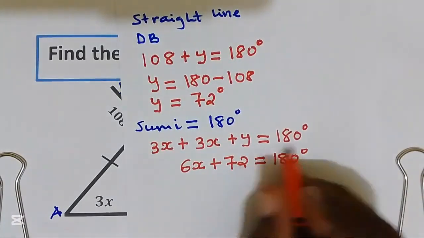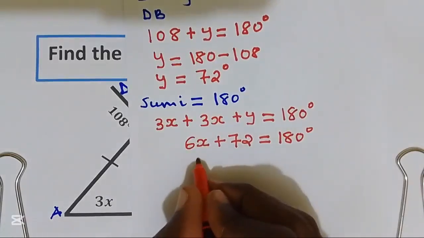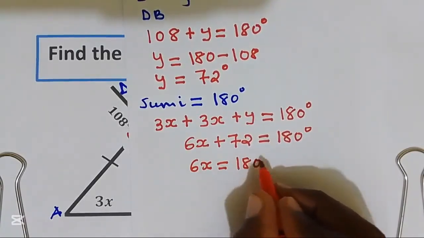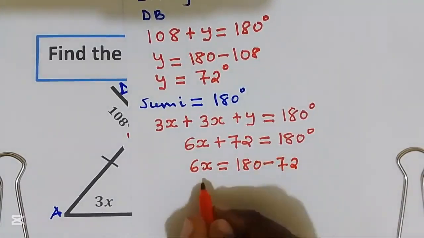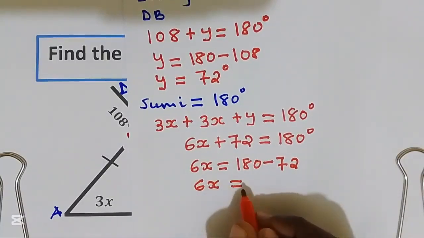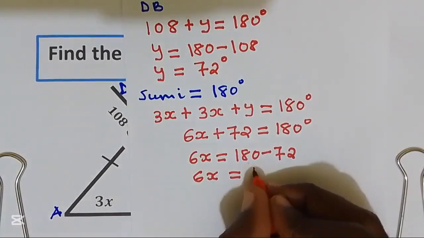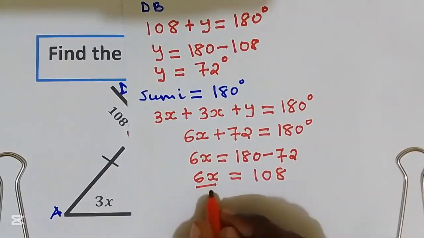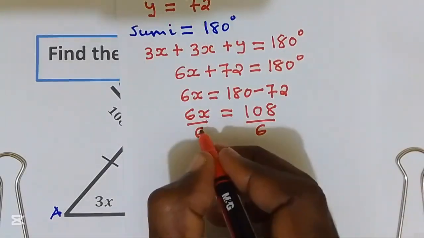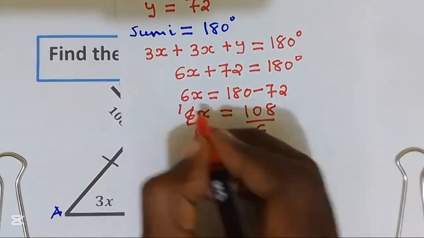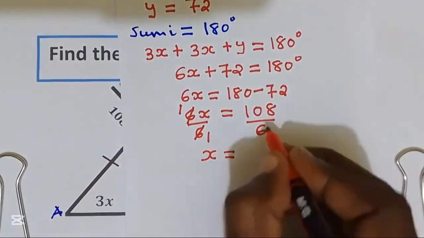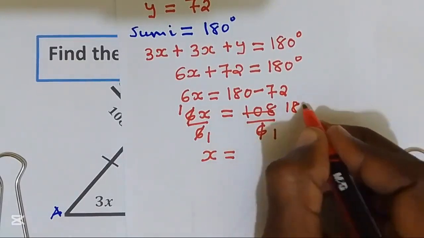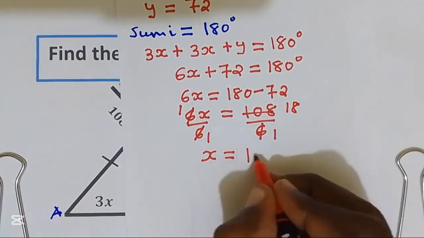Take 72 to the right-hand side. Now we have 6x equal to 180 take away 72. 6x is equal to 108. I'm going to divide by 6 on both sides. 6 divided by 6 is 1. So the value of x is equal to 108 divided by 6, which gives 18. So the value of x is equal to 18 degrees.